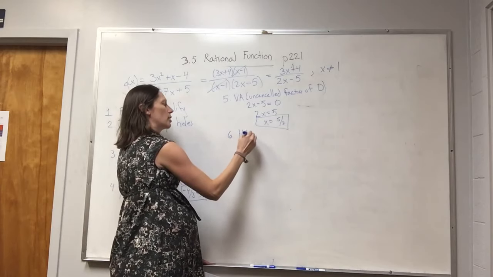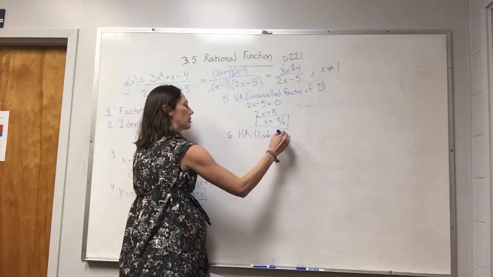6, the horizontal asymptote. This is where we need to look at degrees. For what case are we in?